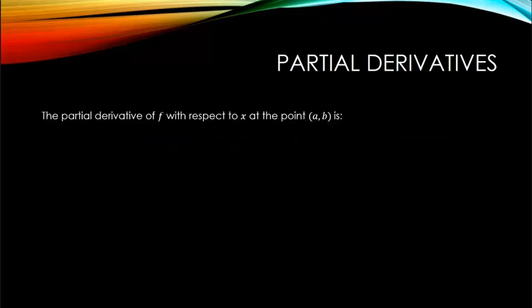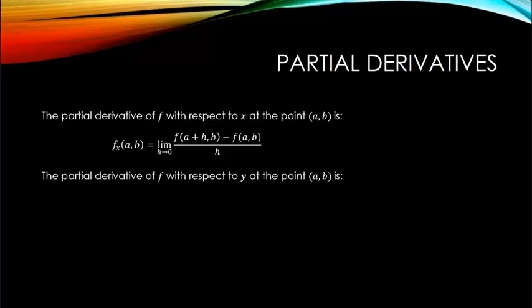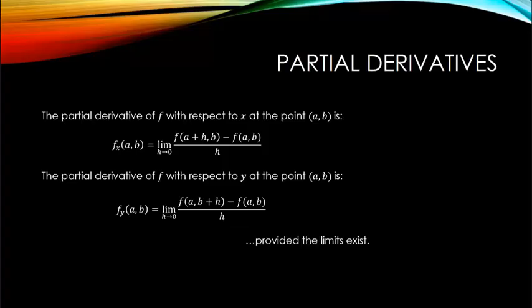The partial derivative of f with respect to x at the point (a,b) is formally defined as f_x of (a,b) is given by the limit as h approaches 0 of f of (a plus h, b) minus f of (a,b) divided by h. The partial derivative of f with respect to y at the point (a,b) is given by the limit as h approaches 0 of f of (a, b plus h) minus f of (a,b) over h. This is provided those limits actually exist.